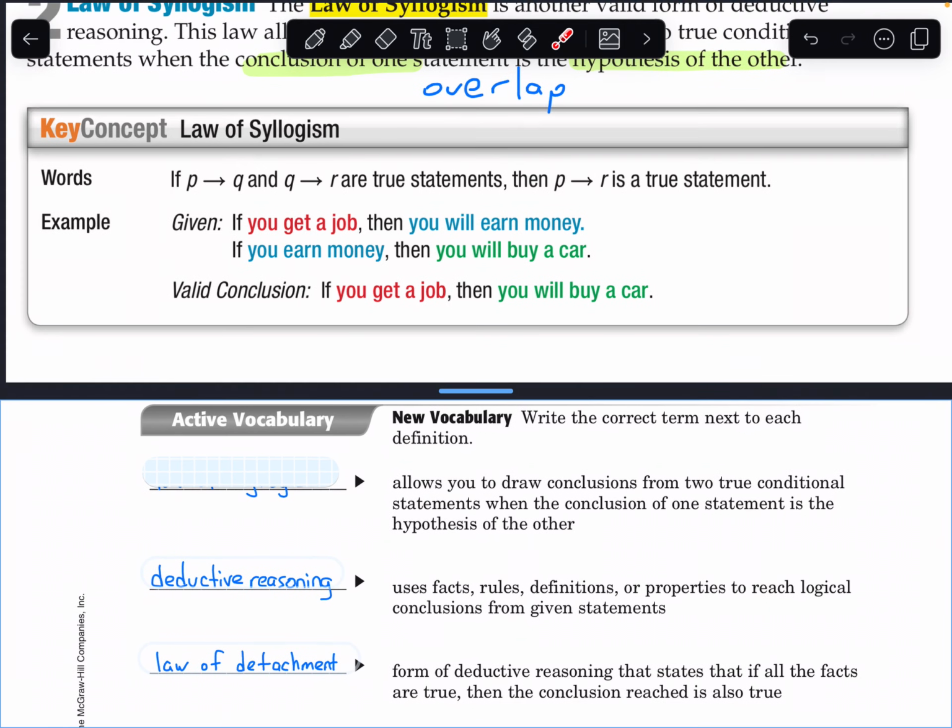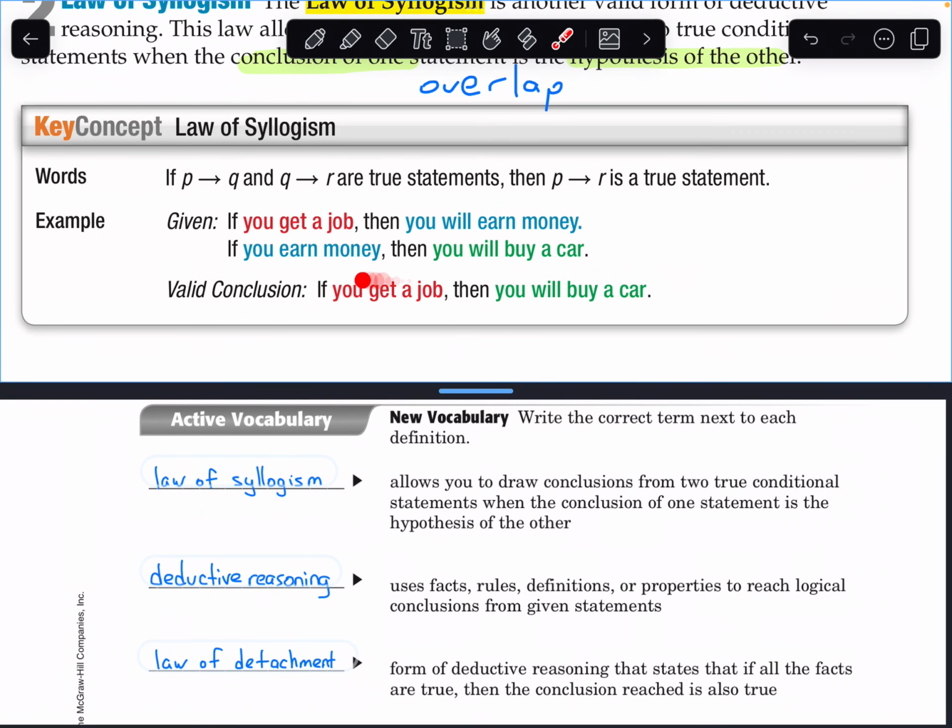So the law of syllogism here allows you to draw conclusions from two true conditional statements when the conclusion of one statement is the hypothesis of the other. Notice, though, that the conclusion itself is an entire conditional statement.